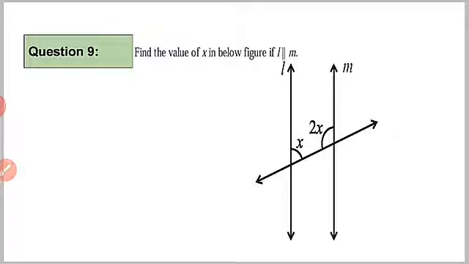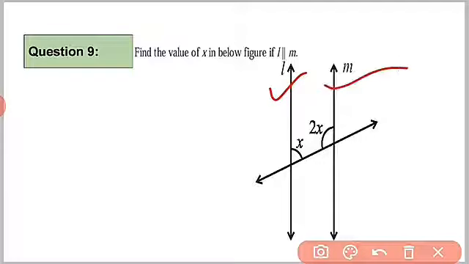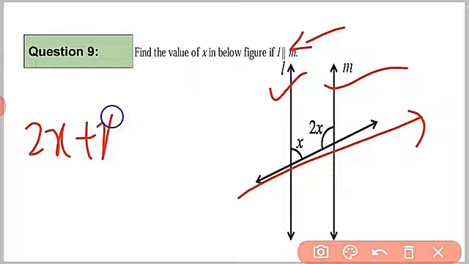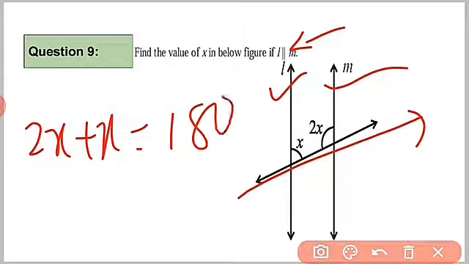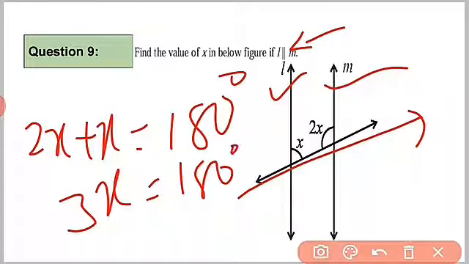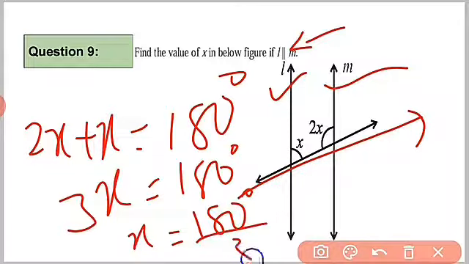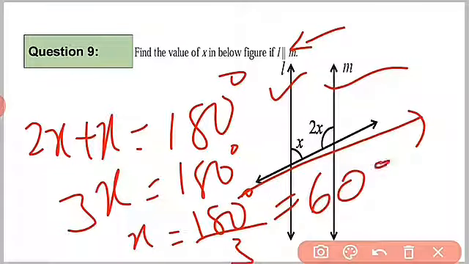Question number 9. It is a very easy question. In this we have to find the value of x, and we know L is parallel to M as it is already given, and this line acts as a transversal. So angles on the same side of a transversal are supplementary. So 2x plus x will be equal to 180 degrees. So 3x will be equal to 180 degrees. So what will be the value of x? It will be equal to 60 degrees.